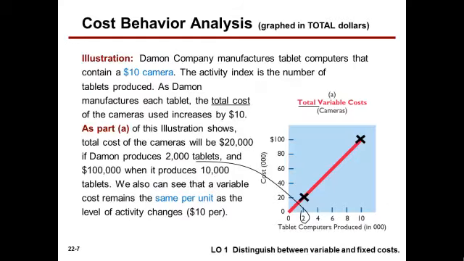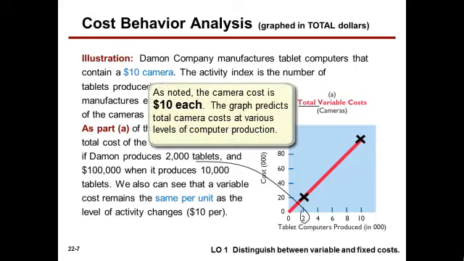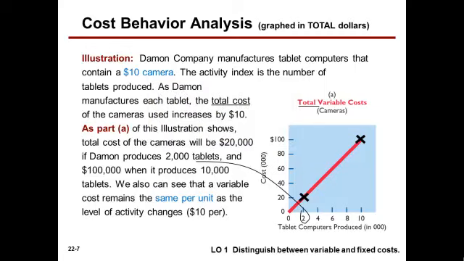Let's look at a graph of variable cost as the activity level increases. Activity level here is defined as the production of a tablet computer, which contains a camera. We are mapping the costs incurred for that camera part. This is an example of a direct material cost. At zero production, as graphed on the x-axis, the cost on the y-axis is, of course, zero. As production rises to 2,000 tablets, we can read a camera cost of $20,000 for that part. And as production rises to 10,000 tablets, we read a camera cost of $100,000 on the y-axis.